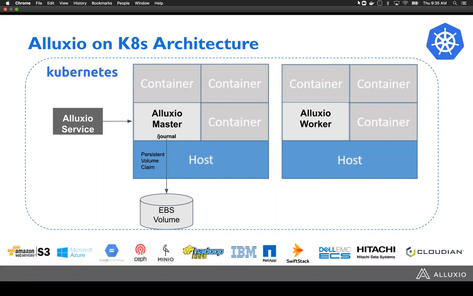To store the persistent metadata, Alluxio can be configured to work with persistent volumes such as Amazon EBS if you're running in Amazon, or you can use any other persistent volume, depending on the cloud that you're working with.